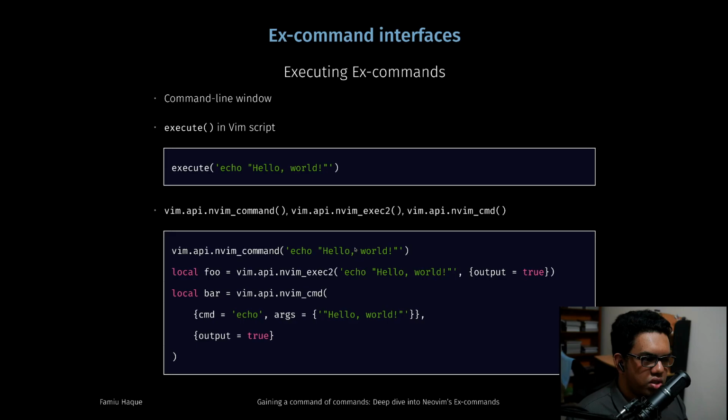And then you have the Lua interfaces, which there's currently 3 different interfaces for executing commands through Lua. It's a bit confusing, but I plan to take you through it later in this talk. But for now, you just need to know that there's 3 ways of executing a command through Lua. Is nvim_command, which takes a string, nvim_exec2, which takes a string and an options dictionary. And then you have nvim_cmd, which takes a structured input.